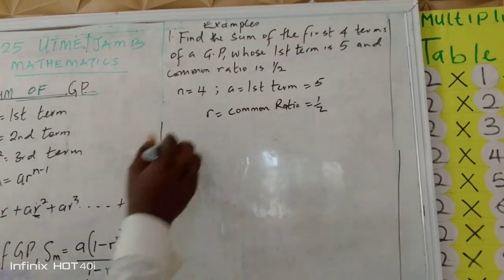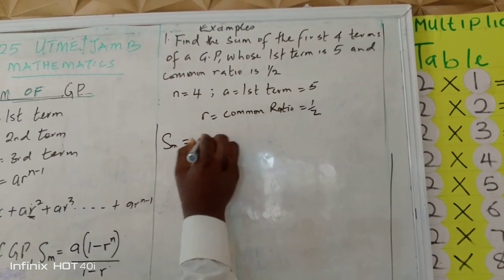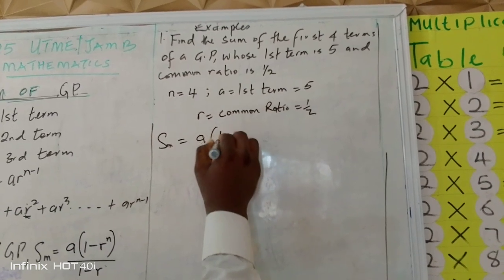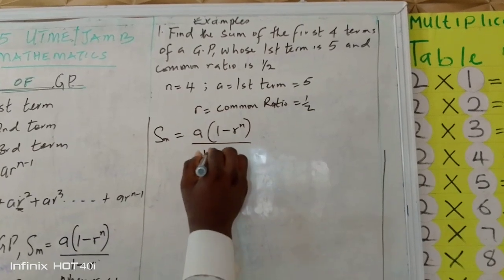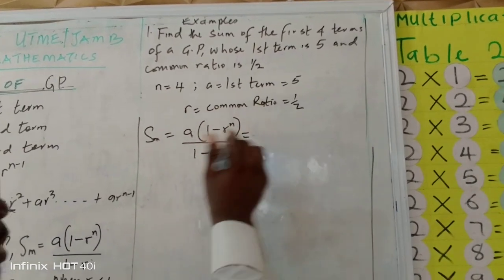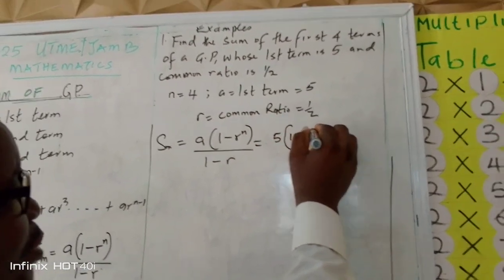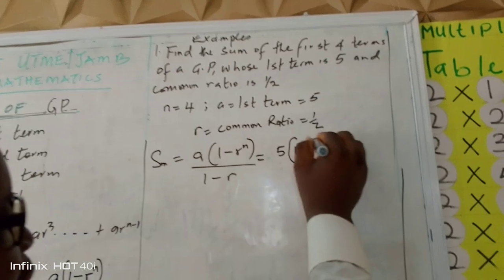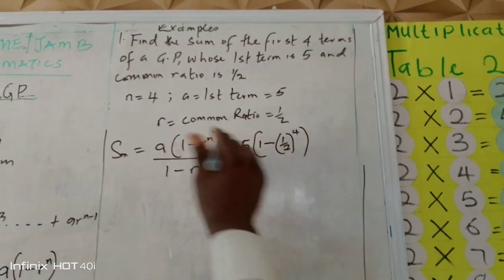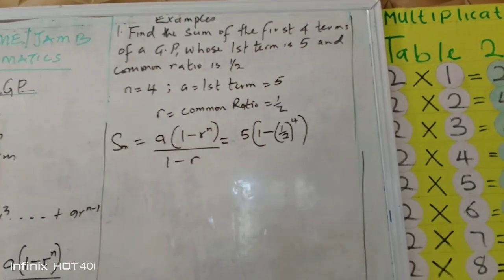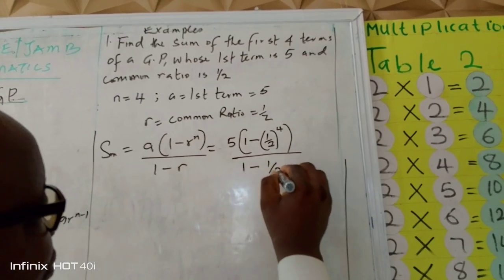From here you can see that the common ratio is not up to 1, it's less than 1. So the sum will be A into (1 minus R raised to power n) all over 1 minus R. So it means that my first term is 5. I open my bracket, 1 minus half raised to power 4, because we are looking for the sum of the first 4 terms, all over 1 minus half.